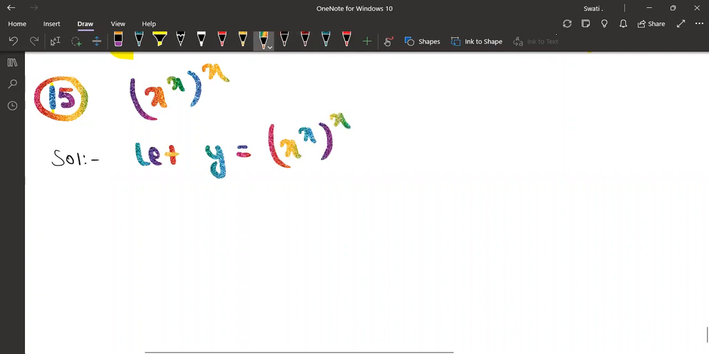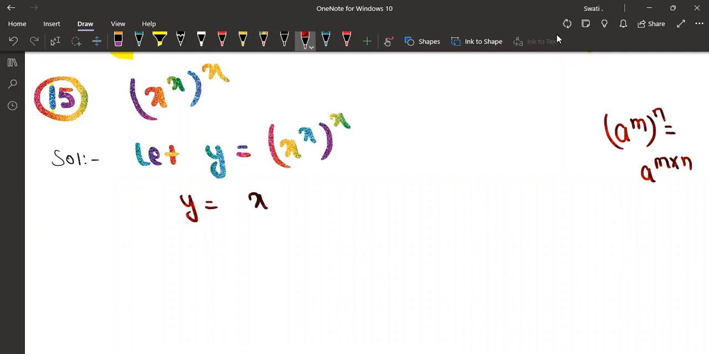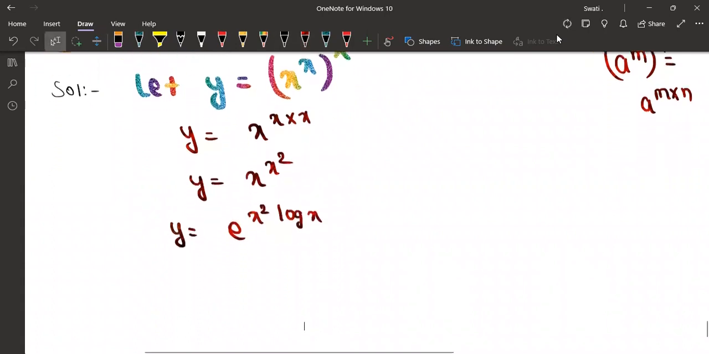So there is a property of exponent that we use, that is a raised to m raised to n is the same as a raised to m into n, right? So using this property, it will become y is equal to x raised to x into x, which is the same as x raised to x squared, right? And now we will write this using the property of log. It will become e raised to x square log x, right? And now we will differentiate this function.